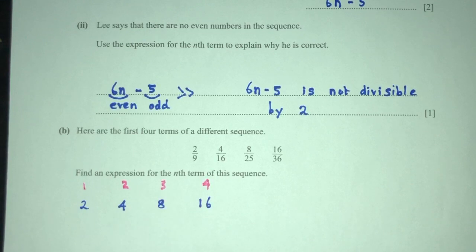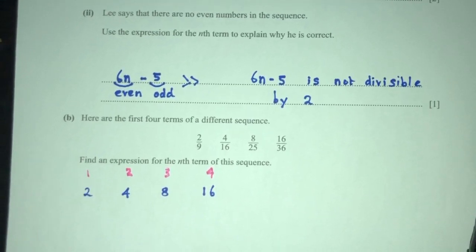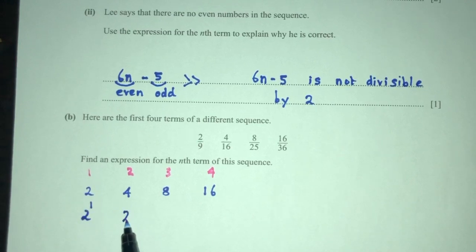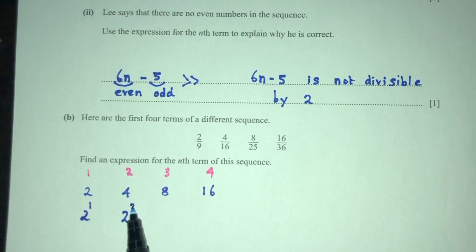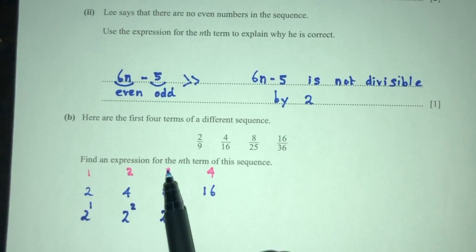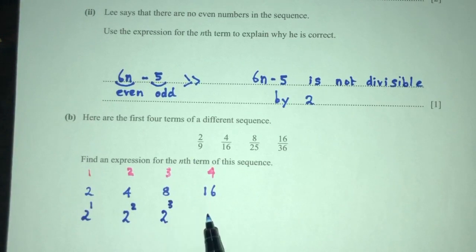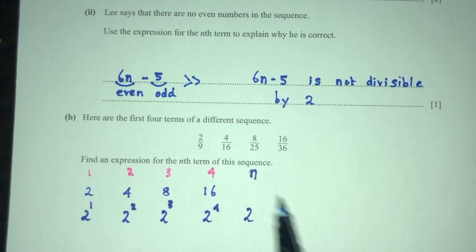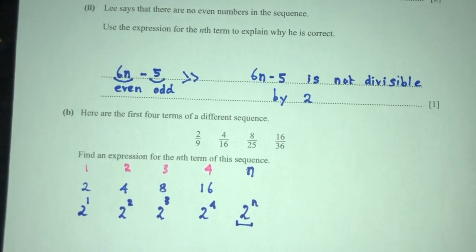Again, by doing a lot of questions, you will realize what's happening. For example, you can clearly see that this is just 2 power 1. This is 2 power 2. This is 2 power 3. This is 2 power 4. So what if it was the nth term? You would say it will be 2 power n. So that will be the value on the numerator for your nth term.